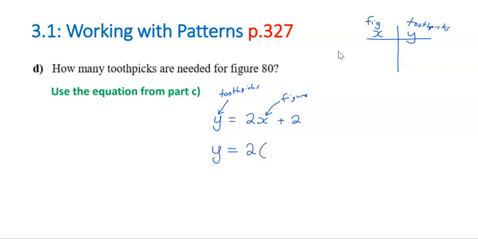2 times figure 80, which is our x value, plus 2, and so y is equal to 2 times 80, 160, plus 2. y is equal to 162. So we would have 162 toothpicks if we were to draw up to figure 80.